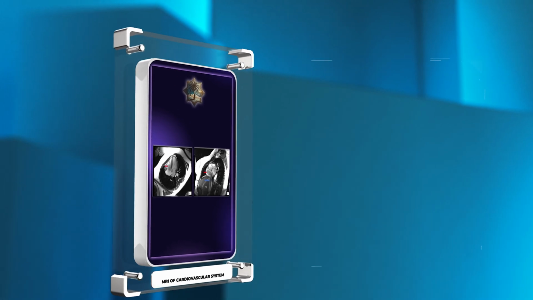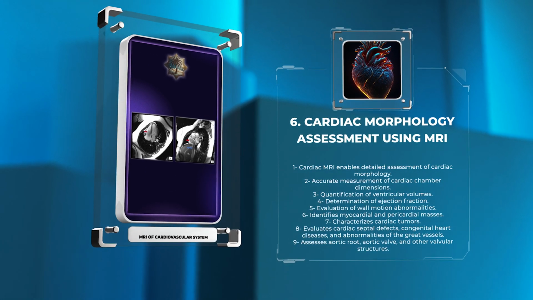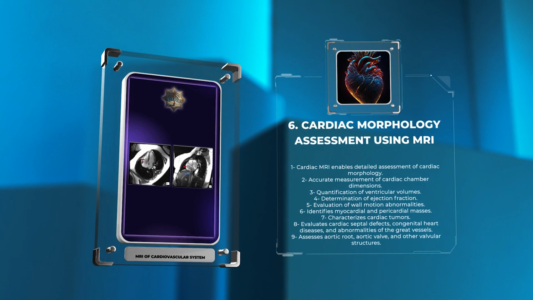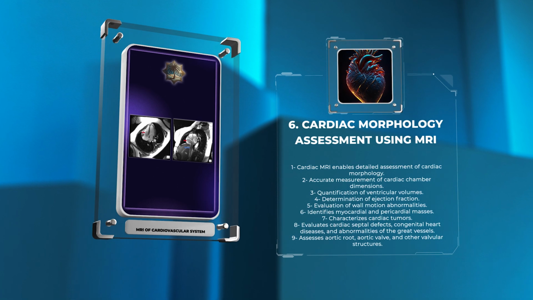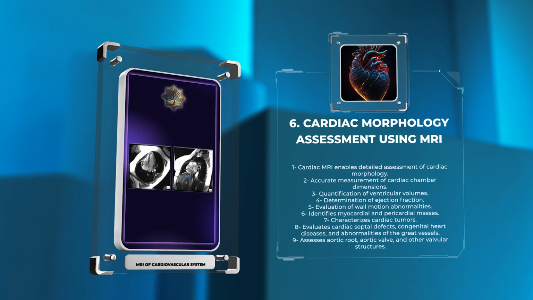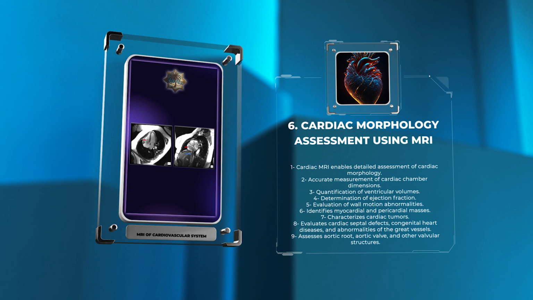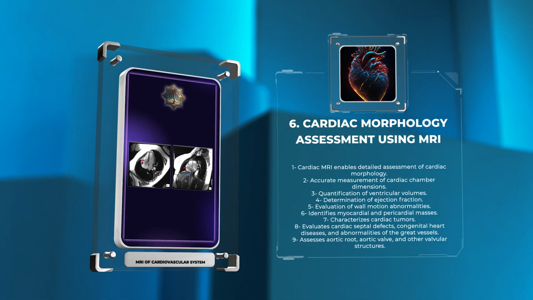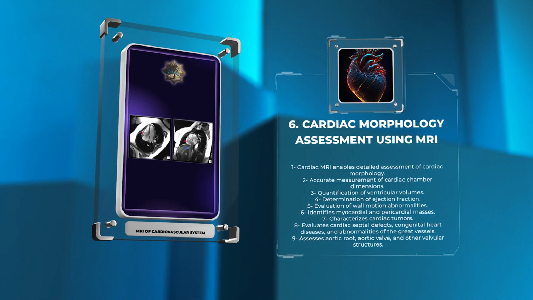Cardiac MRI enables detailed assessment of cardiac morphology, allowing for the accurate measurement of cardiac chamber dimensions, quantification of ventricular volumes, determination of ejection fraction, and evaluation of wall motion abnormalities. It aids in the identification of myocardial and pericardial masses, as well as the characterization of cardiac tumors. By generating multiplanar reformatted images, cardiac MRI facilitates the evaluation of cardiac septal defects, congenital heart diseases, and abnormalities of the great vessels. It also plays a significant role in assessing the aortic root, aortic valve, and other valvular structures.